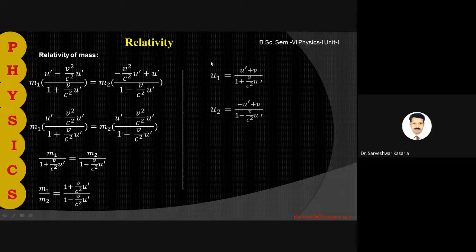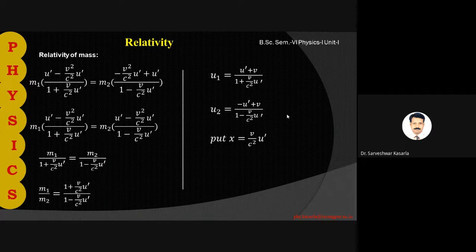Now, we have these relativistic relations, relativistic velocity. u1 is equal to (u dash plus v) upon (1 plus v upon c square u dash), and we have u2 is equal to (minus u dash plus v) upon (1 minus v upon c square into u dash).